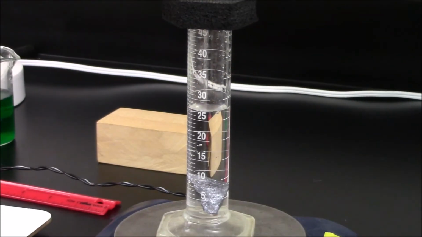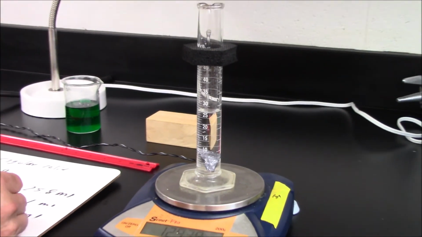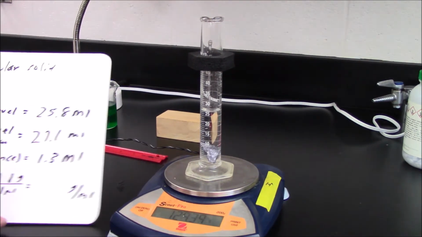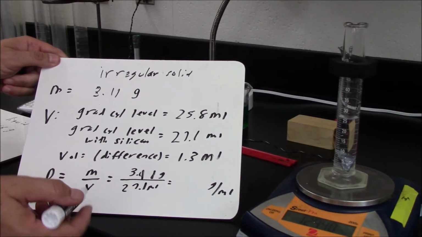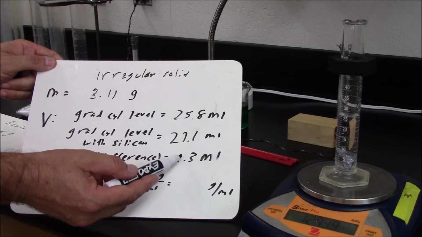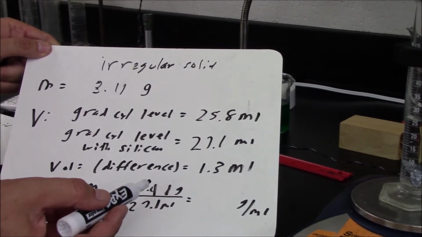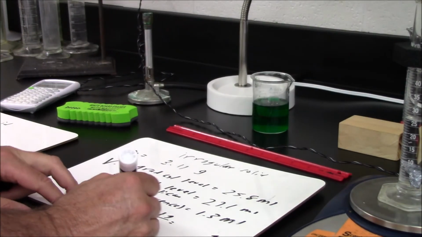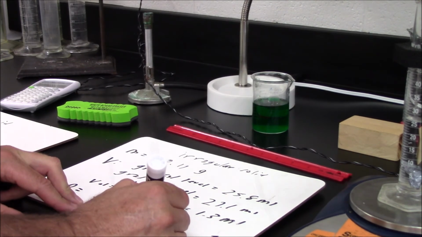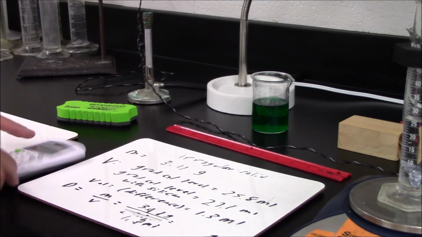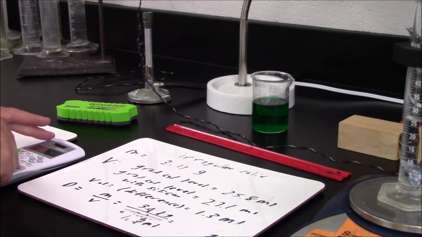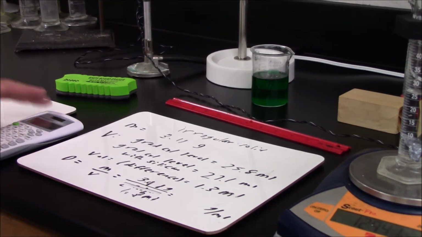Determine the volume of the rock by taking the difference in volumes read off the graduated cylinder. Final minus initial. Calculate the density of the rock by dividing its measured mass by its determined volume. Units are grams per milliliter.